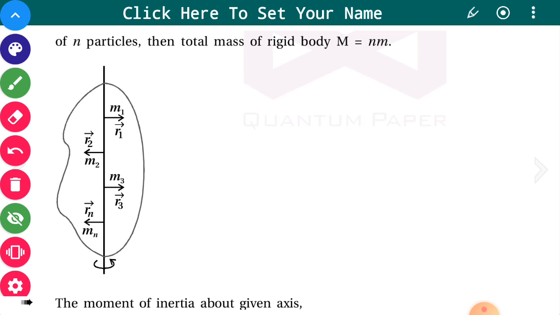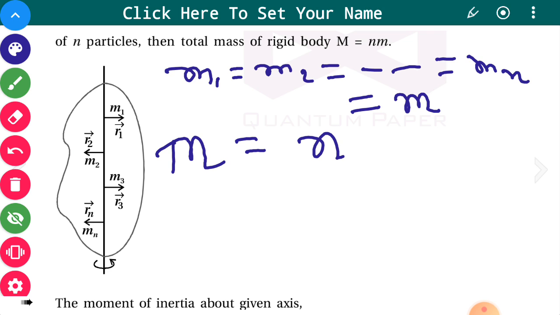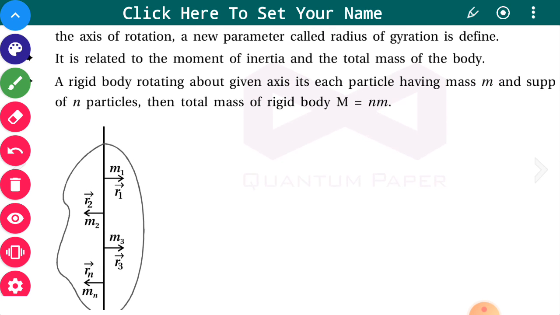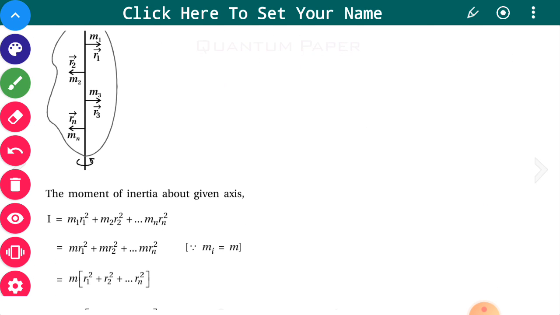Now, if you take m1 is equal to m2, all the particle masses are the same. Let the mass of each particle be m, then the total mass of this rigid body, if there are n particles, becomes n into m. So that is given here. If their masses are the same, then total mass is m into n.